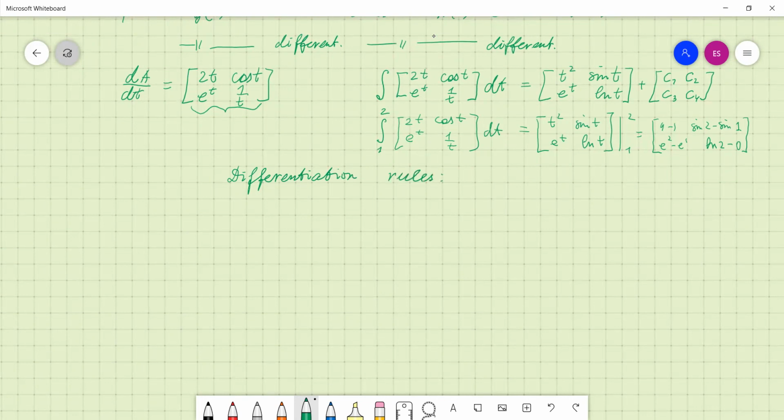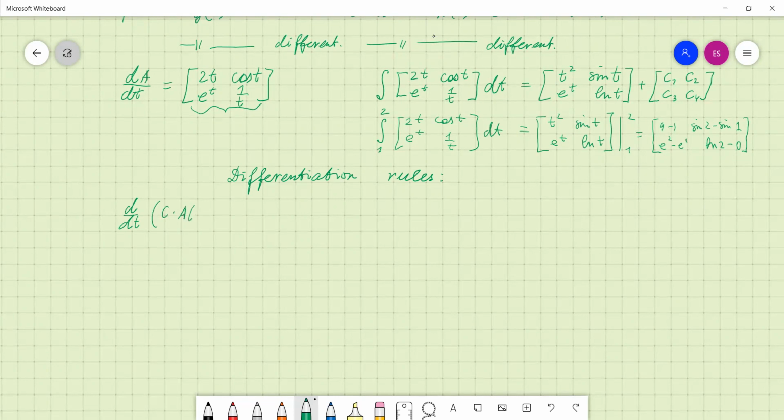Well, what are differentiation rules? Remember, we had a rule that if you multiply a function by a constant, when you differentiate it, you just differentiate the function, but the constant goes in front. Well, for matrices, everything same is going to be true. Just instead of constant numbers, we are going to have constant matrices.